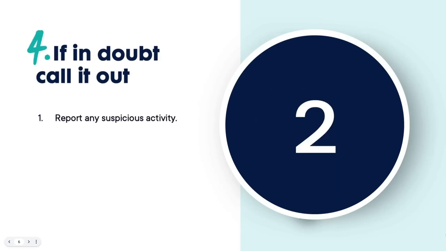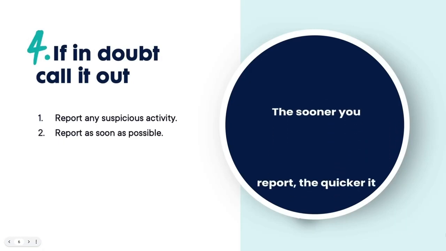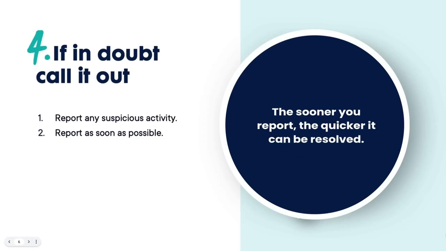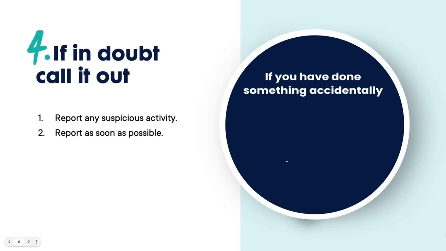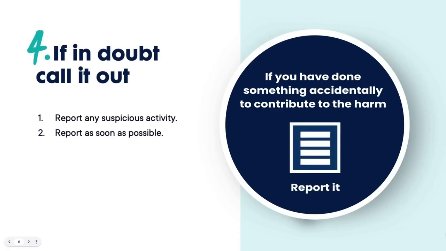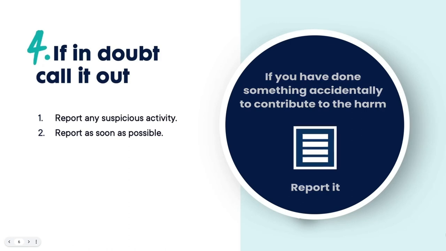2. Report as soon as possible. The sooner you report, the quicker it can be resolved and the less damage it will cause. Don't assume that someone else will do it. Even if you suspect you've accidentally done something to contribute to the harm, like clicking on a dodgy link, please still report what's happened. Everyone makes mistakes. It's important to report them as early as possible.